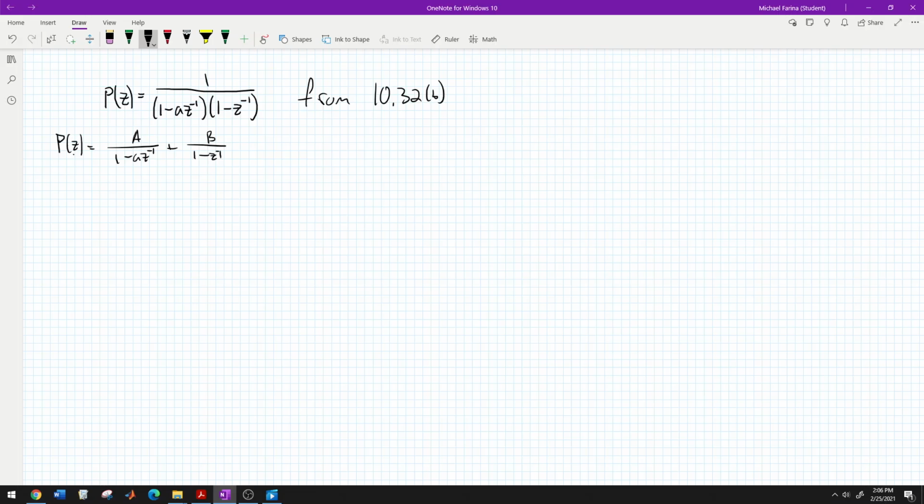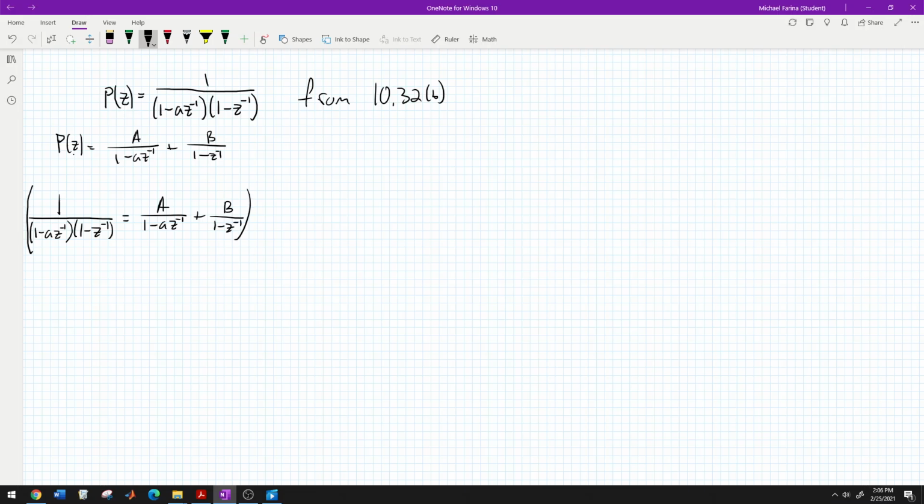And if P of Z is equal to both of these, then we know that 1 over 1 minus A Z inverse times 1 minus Z inverse is equal to A over 1 minus A Z inverse plus B over 1 minus Z inverse.